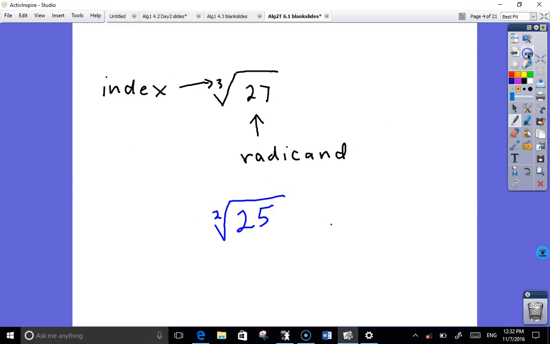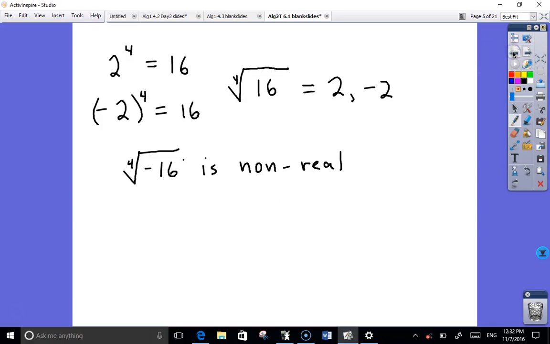Let's do one more for just the pattern. 2 to the fourth is 16, but negative 2 to the fourth is also 16. So we would say that the fourth root of 16 is both 2 and negative 2. And again, because it's an even root of a negative number, we're just going to say it's non-real. We can't get that.